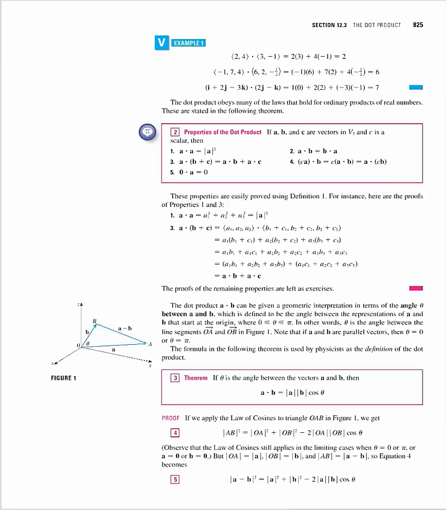Okay, and the proof comes from the law of cosines, which is kind of interesting. It's not very hard to prove, actually, and worth doing on your own. But the book has the proof here.